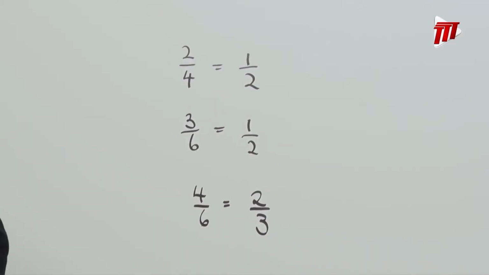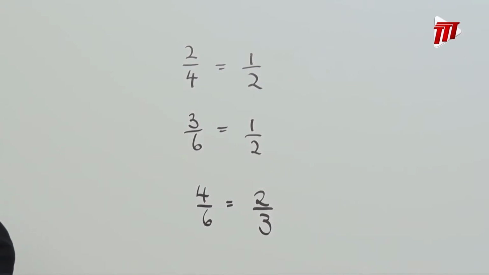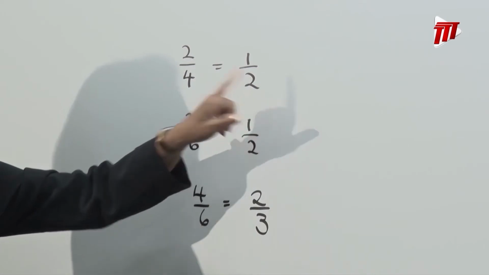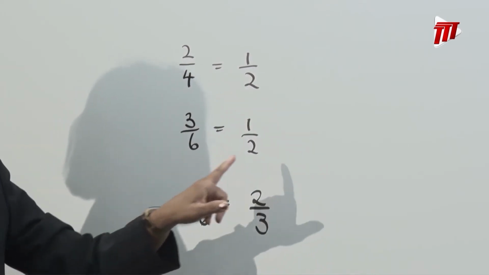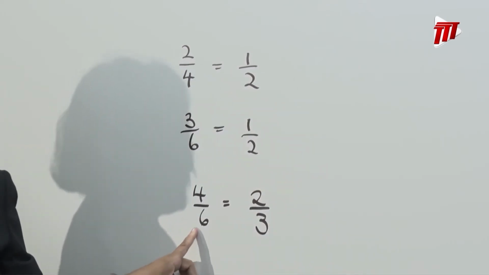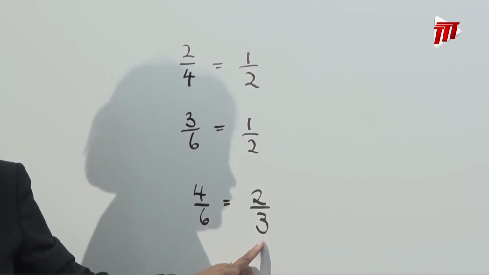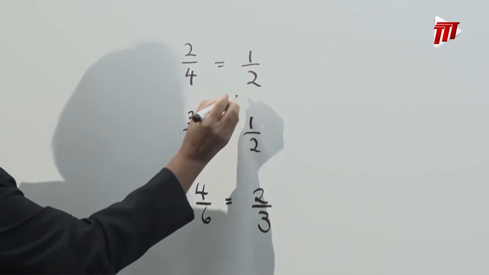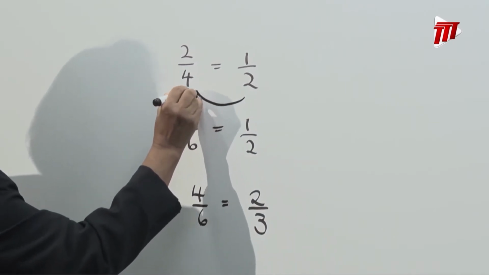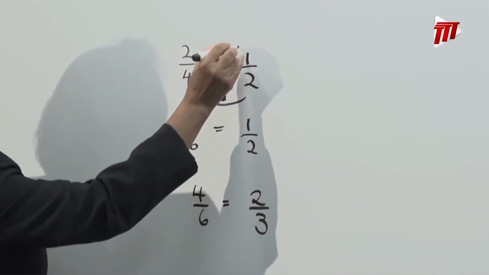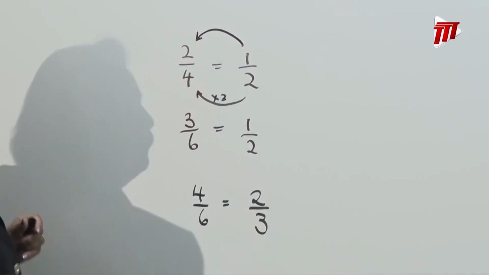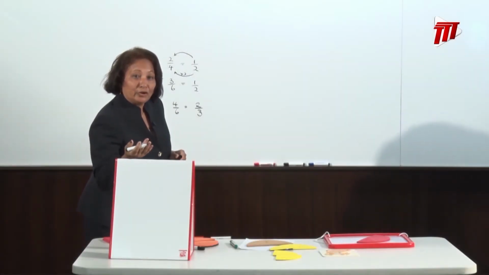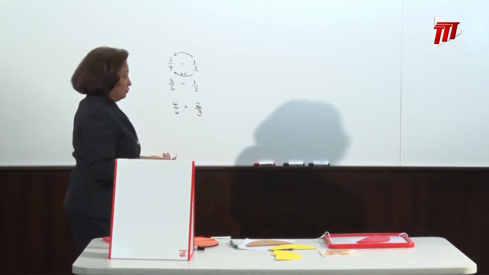They're different, but one is always a multiple of the other. You notice that? 4 is a multiple of 2. 6 is a multiple of 2. 6 is also a multiple of 3. So I multiply by 2 to get to here. If I'm going from here to here, I multiply by 2. So if I multiply the numerator by 2, I would have to multiply the denominator by 2.